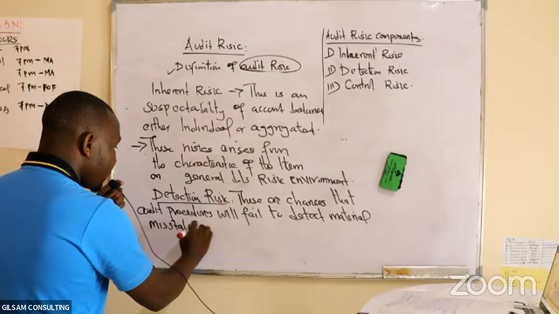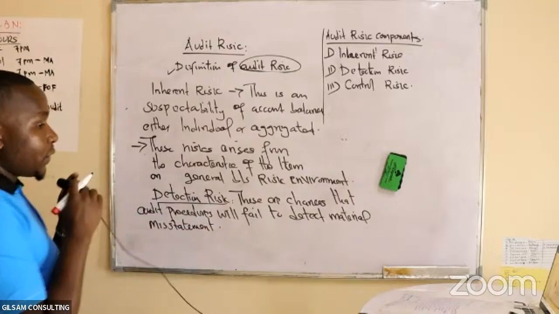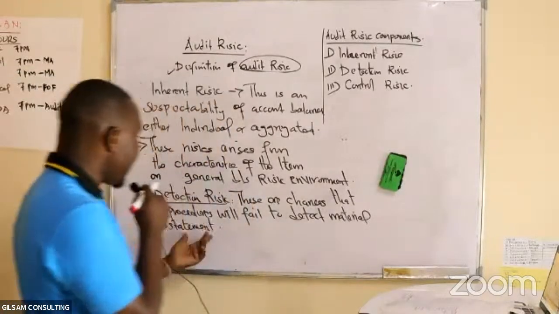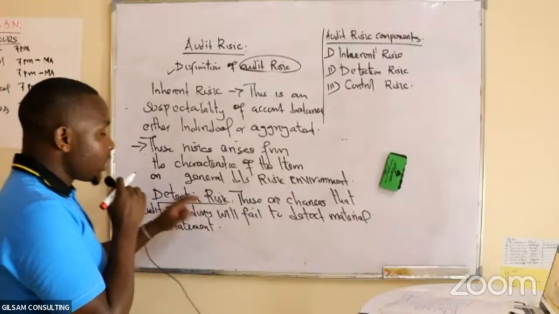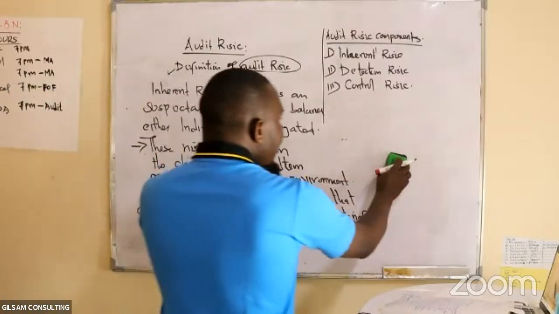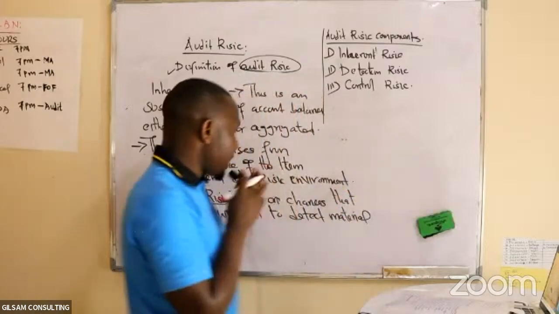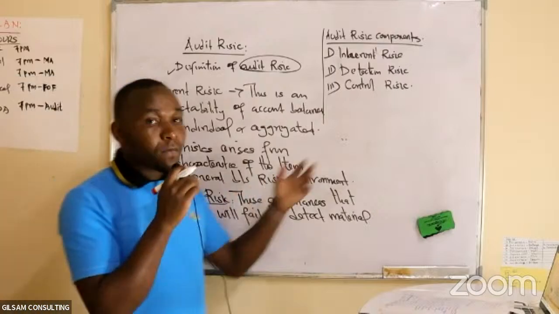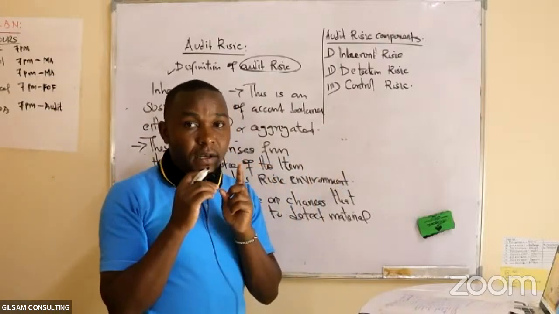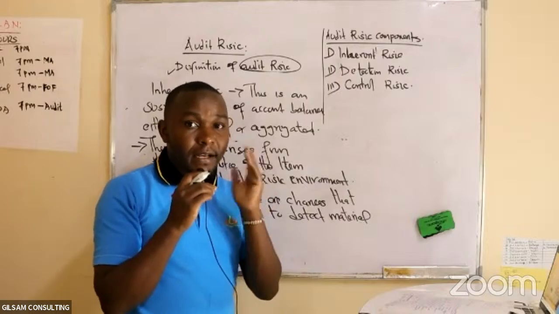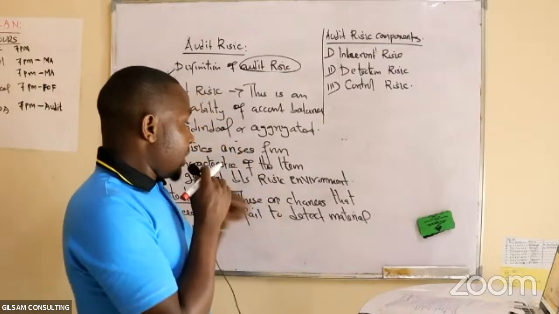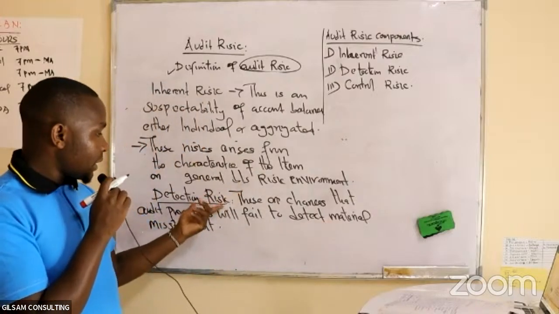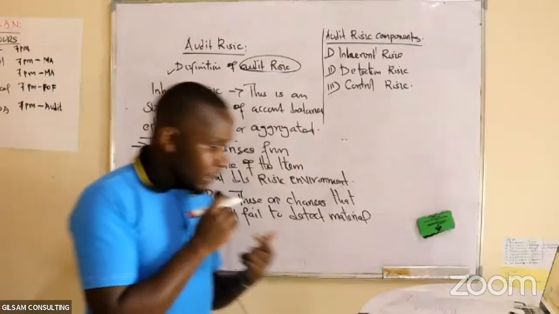So who developed the audit procedure? It is the auditor. So if the audit procedures developed by the auditor fail to detect the material misstatement, then that will be detection risk. A good example is where the accountant has overvalued certain account balances, and the audit procedure is not able to detect that. That is classified as detection risk.